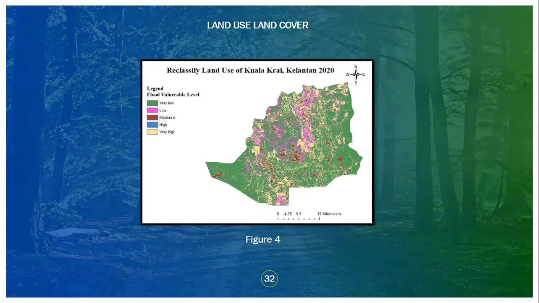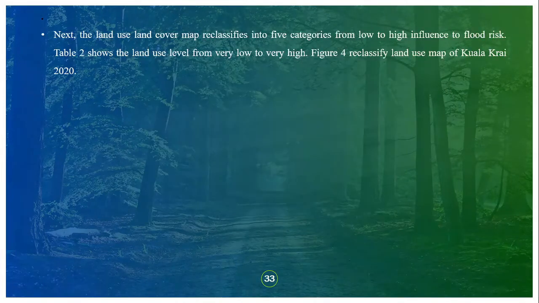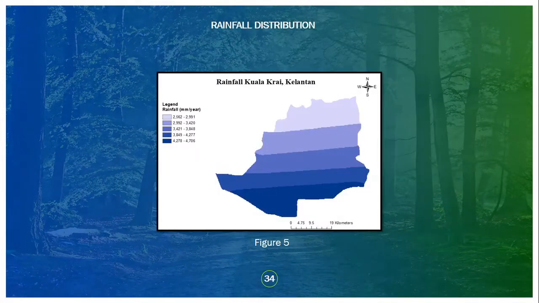Figure 4 is the reclassified land use of Kuala Krai, Kelantan 2020. Next, the land use land cover map was reclassified into 5 categories from low to high influence of flood risk. Table 2 shows the land use level from very low to very high. Figure 4 shows the reclassified land use map of Kuala Krai, Kelantan 2020.